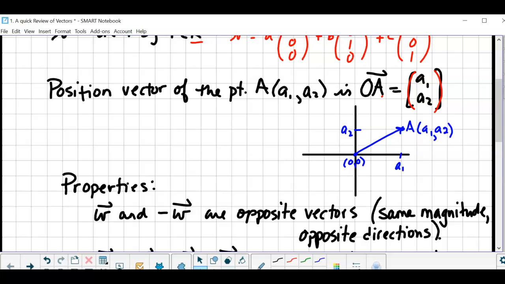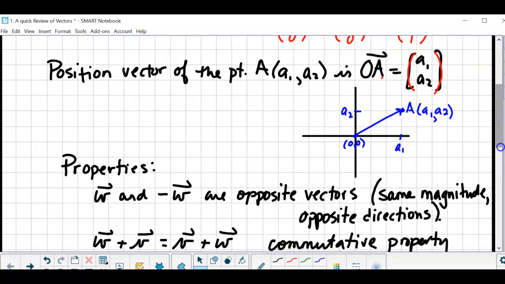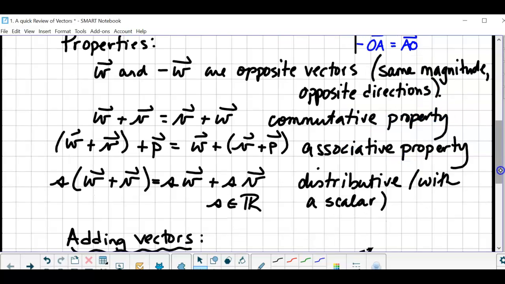Okay, so how does a vector and its negative correspond to each other? Well, they're called opposite vectors. So they'll have the same magnitude but opposite direction. So, for example, the opposite of this vector up here would put the arrowhead at (0, 0) and it starts at A. So if we have OA and we want to take the opposite of that, that's the same as AO. Okay, so you're just changing the direction.